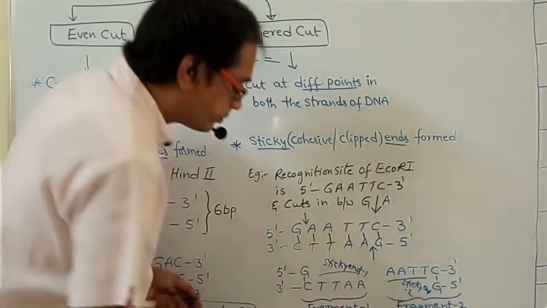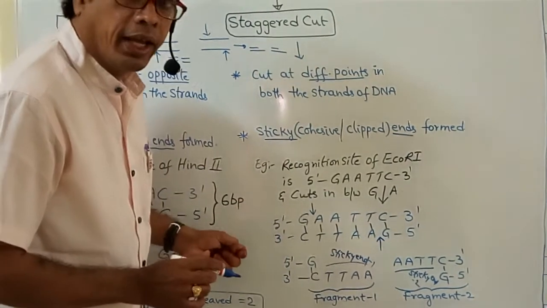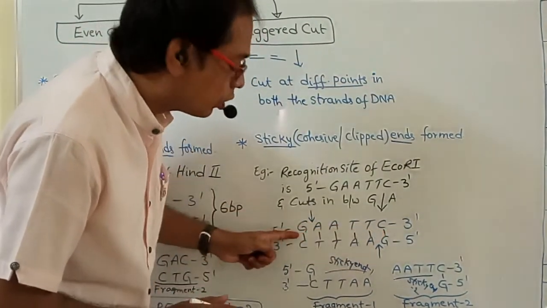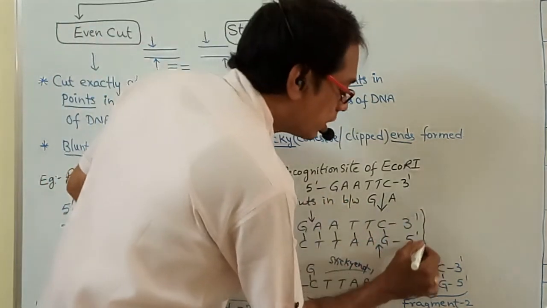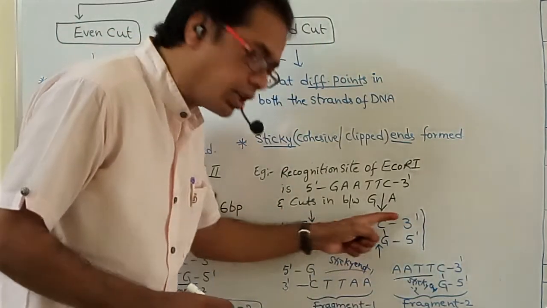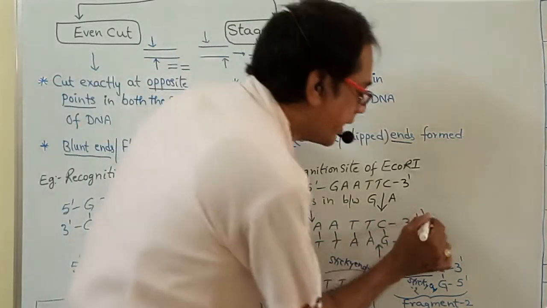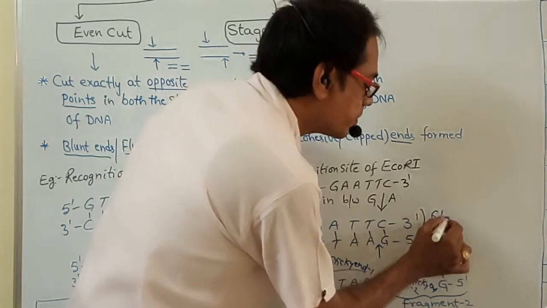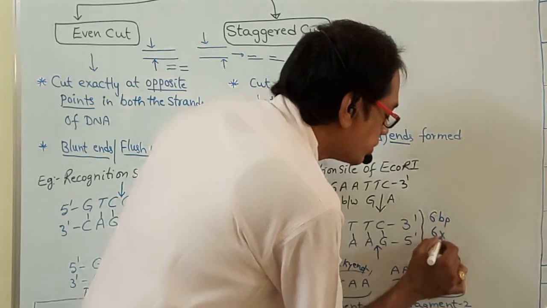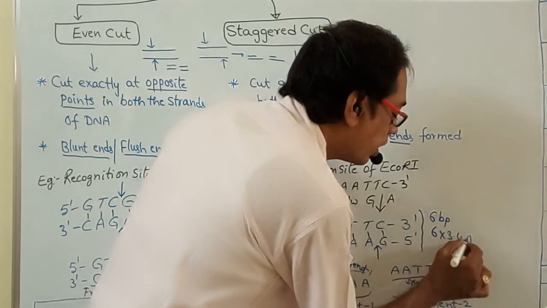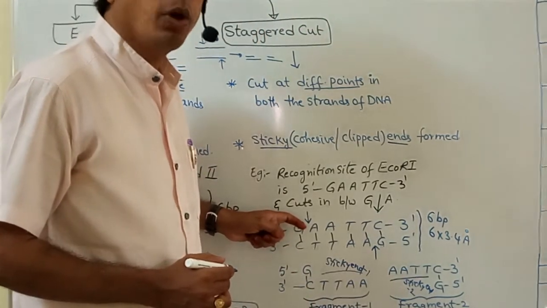Next, between G and C there is no breaking of hydrogen bonds. Here and here, no breaking of hydrogen bonds. So the number of base pairs means count GAATTC, no? This is one base pair, second, third, fourth, fifth, sixth. The number of base pairs is 6 base pairs. Length is equal to 6 into 3.4 angstroms. Between these two, the length present is 3.4.